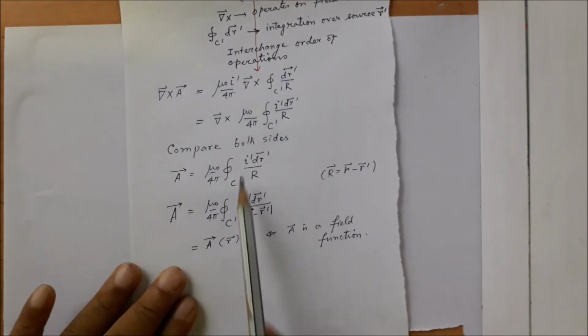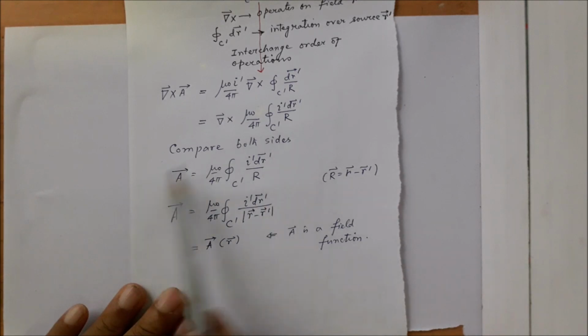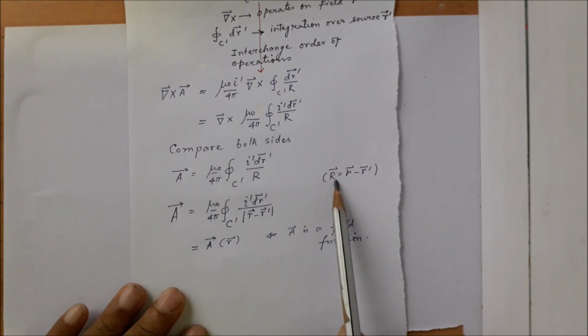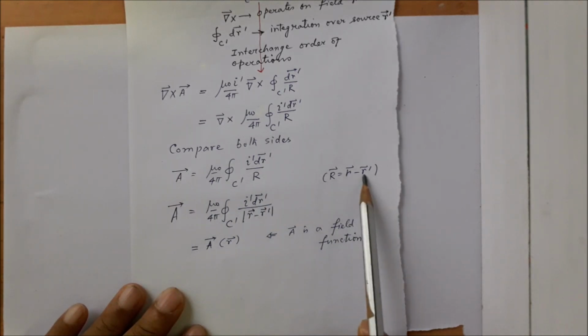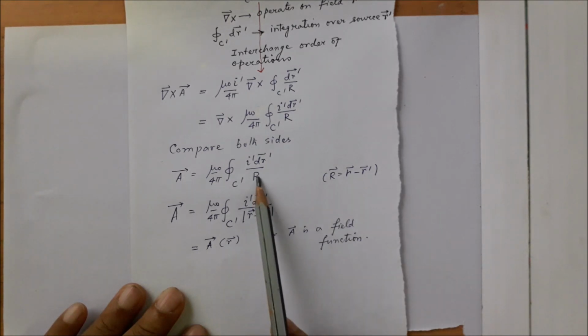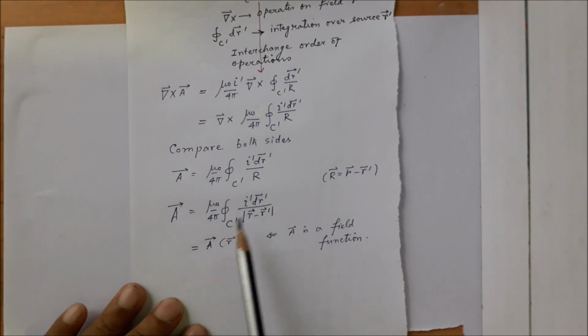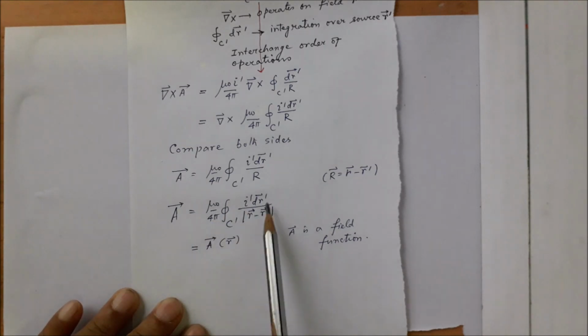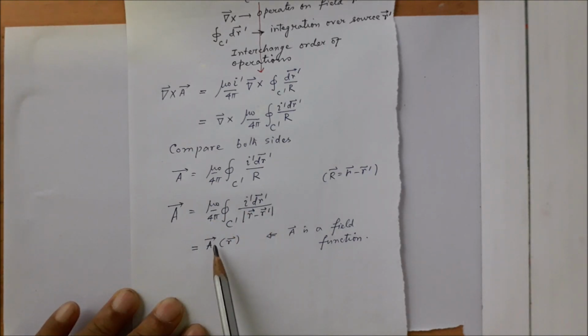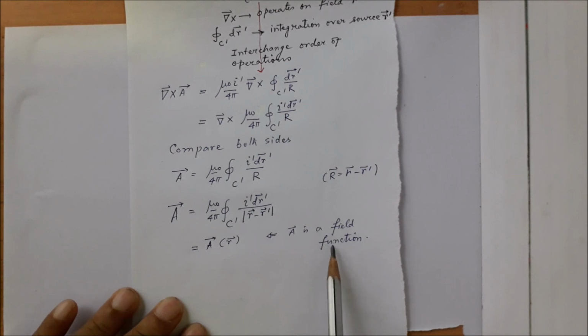So comparison easily gives this value of vector A, and we can use this expression vector r as r minus r prime, but here scalar r is involved and therefore we have to take its mod, and we have this relation. And clearly here integration is over source, and therefore it turns out that after integration source coordinate will not be present, and therefore A becomes a field function.